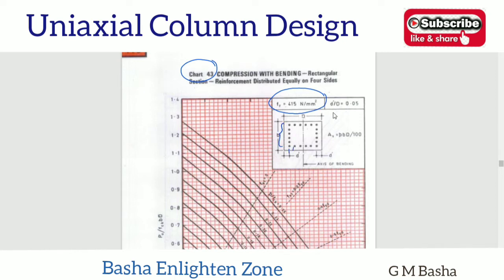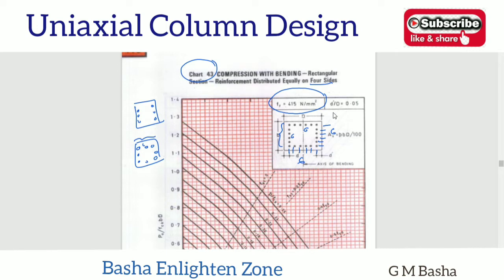If you count 1, 2, 3, 4, 5, 6. Here 1, 2, 3, 4, 5, 6. Here 6 on this side, here 6 on this side. Like that, the reinforcement is equally on all sides, that means 4 sides. So before going to design a particular problem, please choose one condition, whether I have to provide the reinforcement only on one side or equally on all sides, like this or like this. So that is our first condition.